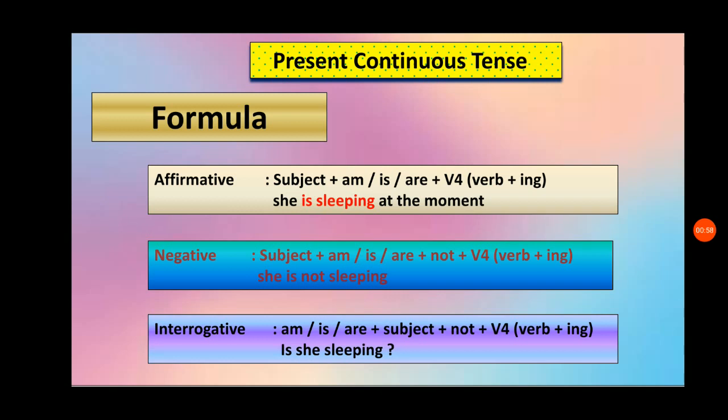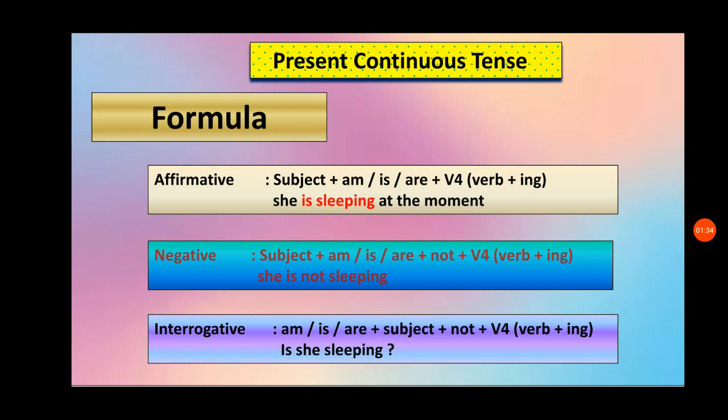Now, before moving to the definition and examples, we can know the formula for how to make a continuous tense. Here we can see the present continuous tense. How to make a present continuous tense? We can make it in three different ways, that is affirmative, negative, and interrogative. What is meant by affirmative? Affirmative means positive, and negative you know very well. And interrogative means making a question.